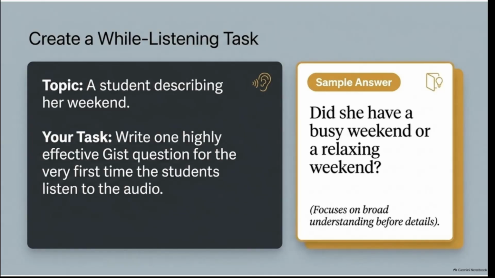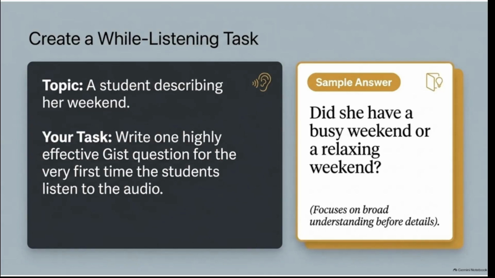Create a while listening task. Now let's design a while listening task. The topic is a student describing her weekend. Our task is to create one highly effective gist question for the first time students hear the audio. A good question would be, did she have a busy weekend or a relaxing weekend? This is effective because it focuses students on the overall meaning. They don't need to remember every activity. They simply need to understand the general nature of the speaker's weekend.